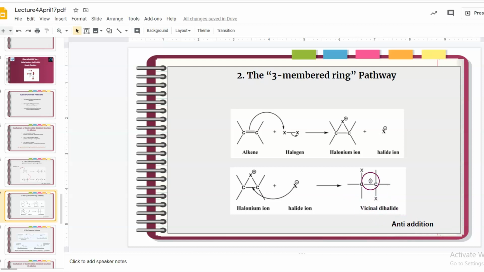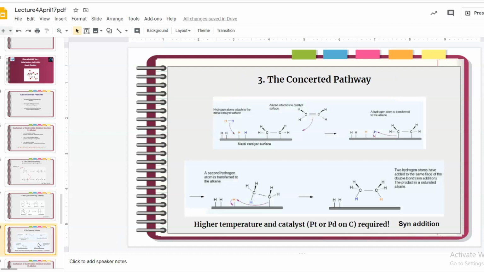And this dihalide, because it has two halogen atoms, is called vicinal because the two halogen atoms are attached to the adjacent carbon and not the same carbon. Okay? That's the three-membered ring pathway. Now let's go to the third one, the concerted pathway, right?